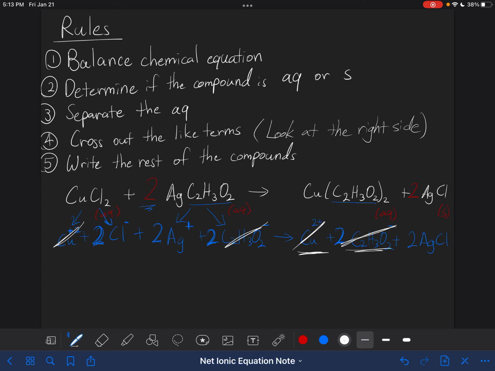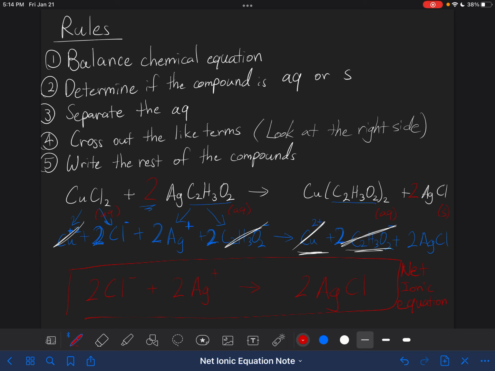and last but not least, our fifth answer, which in this case is 2Cl minus plus 2 Ag plus and 2 AgCl. This is called our net ionic equation.